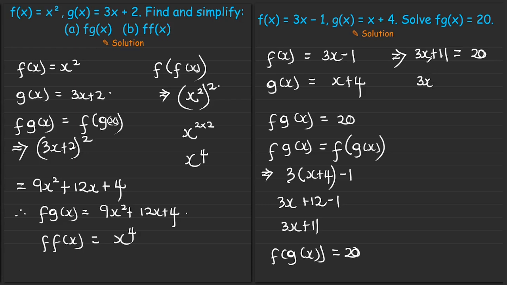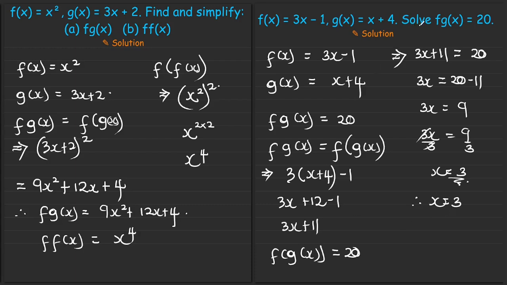Making x the subject, we have 3x, which is equal to 20 minus 11. 20 minus 11 gives us 9. We then divide both sides by what? 3. And dividing both sides by 3, we have our x, which is equal to 3. As simple as that. So we end up saying, therefore, x equals 3. And that is all.